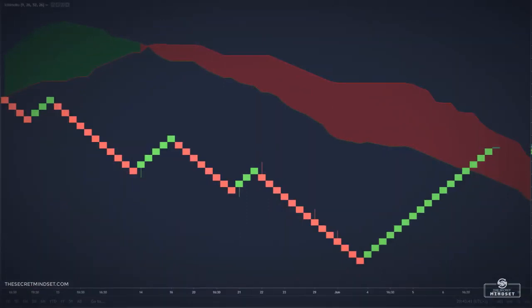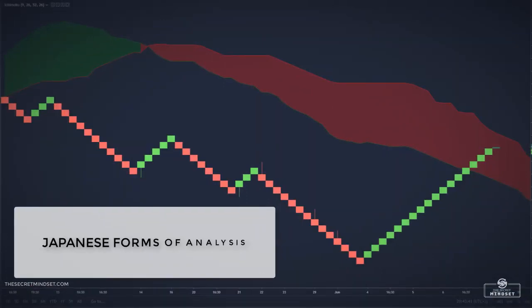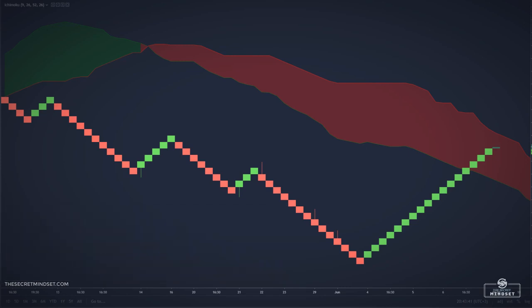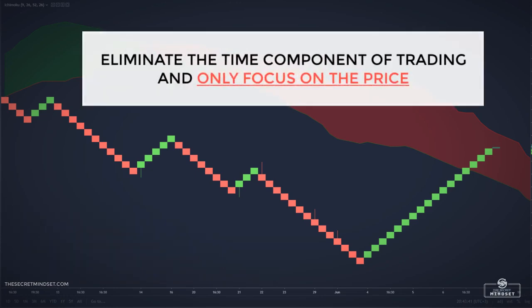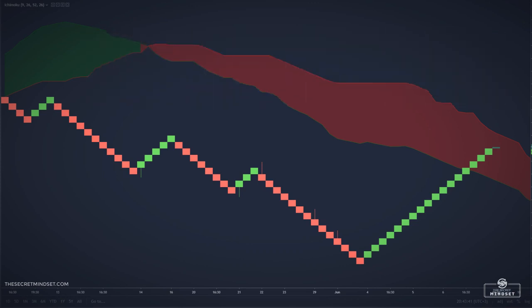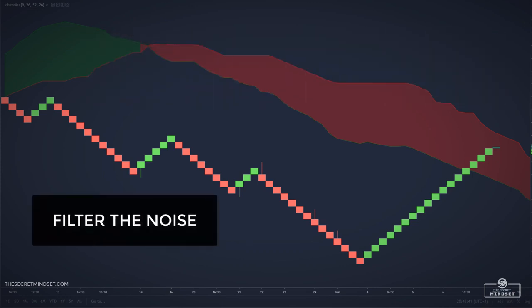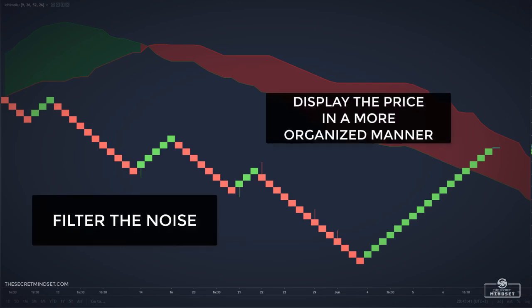Renko and Ichimoku are two of the many traditional Japanese forms of analysis. Renko charts are an overlooked way of analyzing price data and charting markets. Renko charts eliminate the time component of trading and only focus on price itself. Potentially, Renko charts can filter out a lot of the market noise and display the price in a much more organized way that is simpler to interpret.